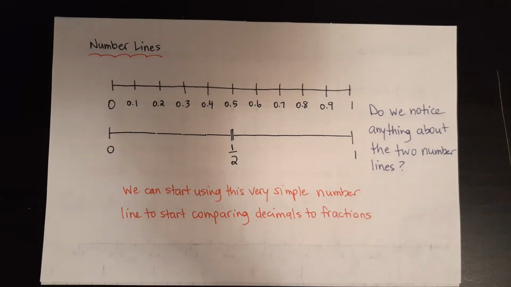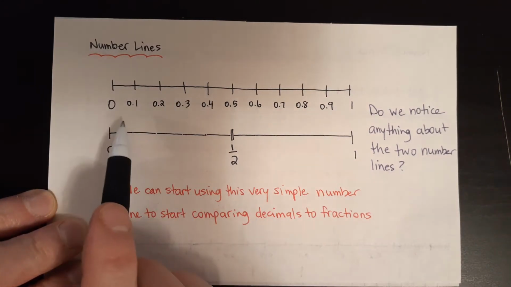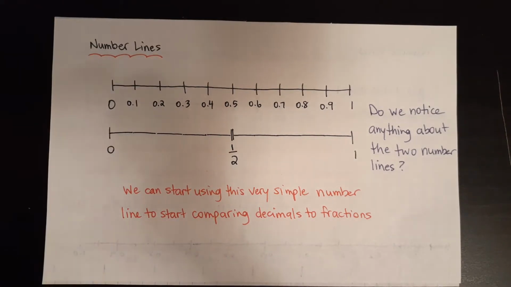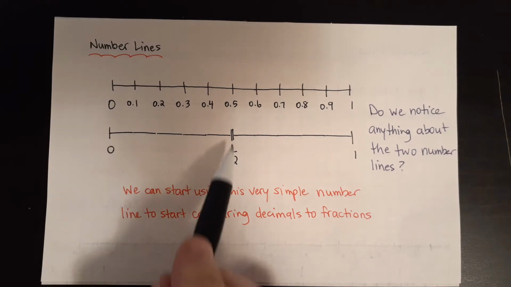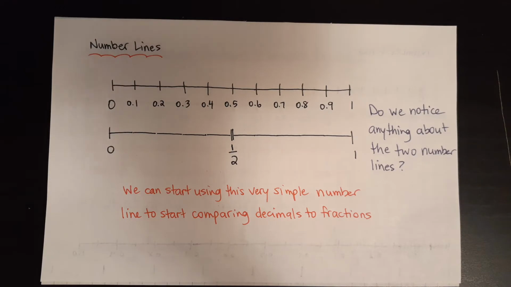I've drawn out two number lines. One of them, the one on the top, is divided up into tenths. So we can see it goes from 0 all the way up to 1, and it goes 0.1, 0.2, 0.3, and so on and so forth. The second one that I have drawn out is a number line that's divided equally in half, and I've written out the word half. And so the question there is, do we notice anything about the two number lines at all?